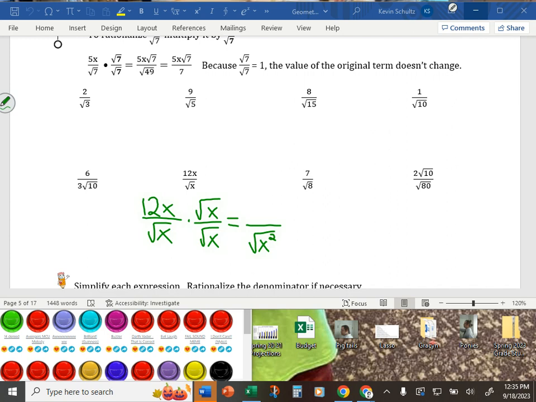Our numerator is a little bit funky. 12x times root x is 12x root x. But now that root x squared, as we just talked about, we know that's a perfect square. It becomes x. And so we have 12x root x over x. The root of x squared equals x, right? So I just did that.